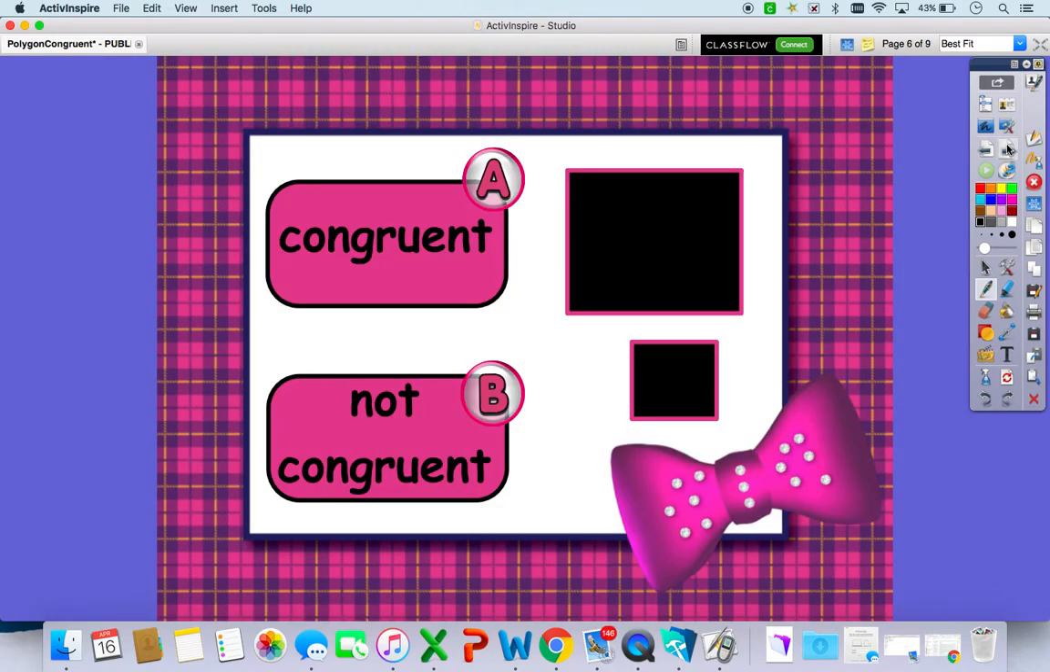So we're going to look at example number 1. These are 2 squares. Are they congruent or are they not congruent? If you said not congruent, you would be correct. They are not congruent because they are not the same size. They are the same shape, but remember it has to be both parts of the definition. They are not the same size.